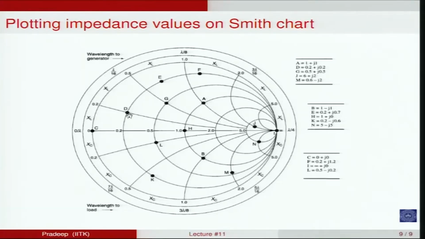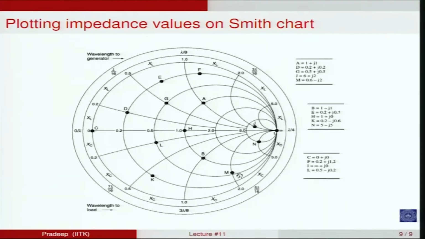What about D? D is at 0.2 plus j0.2. What about C? C is at R equal to 0, X equal to 0. So C will be equal to 0 plus j0. What about B? B will be at R equal to 1, and for X this is 1, but this is in the lower hemisphere, therefore you have to mentally add a minus 1 here. So B will be 1 minus j1, as you can see here.